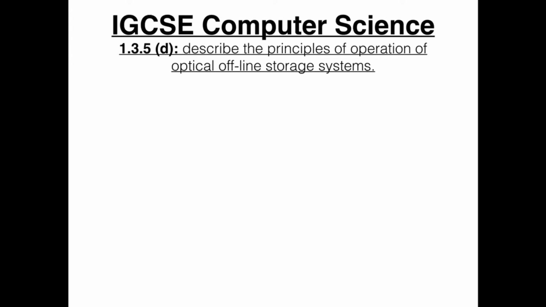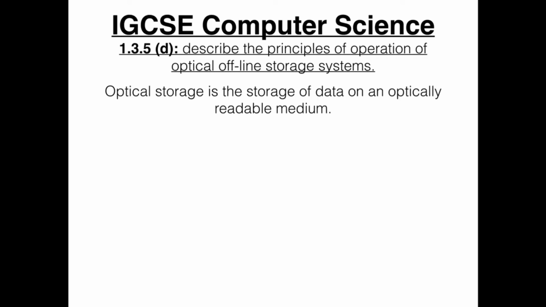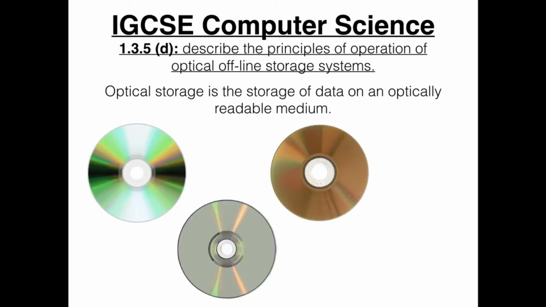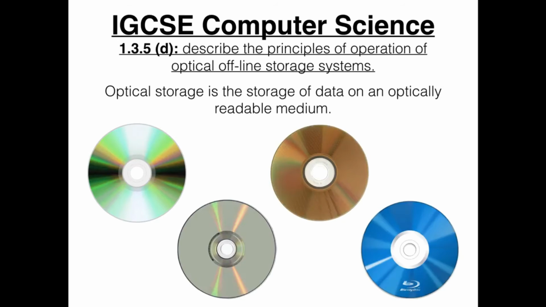IGCSE Computer Science, Syllabus Statement 1.3.5D: describe the principles of operation of optical offline storage systems. So, optical storage is the storage of data on an optically readable medium. For these devices, we're going to look at CDs, DVDs, DVD RAMs, and Blu-ray discs.